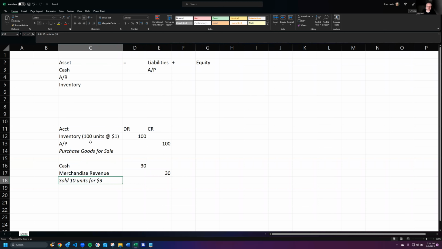But the problem is that you have to take some of this inventory and move it, because right now it's on the balance sheet side, right? These are all balance sheet accounts.